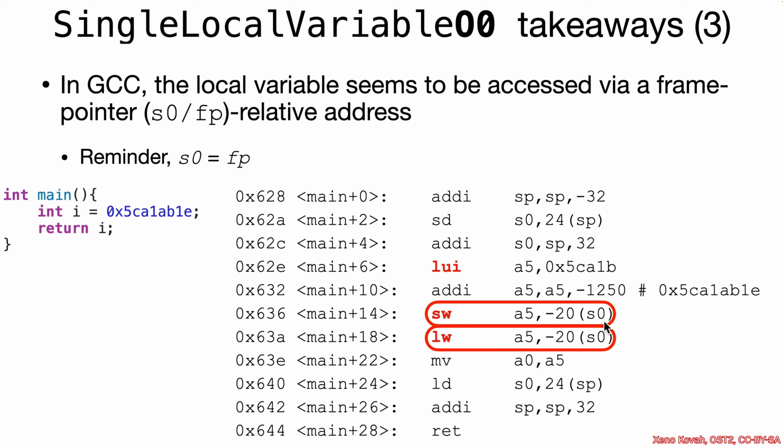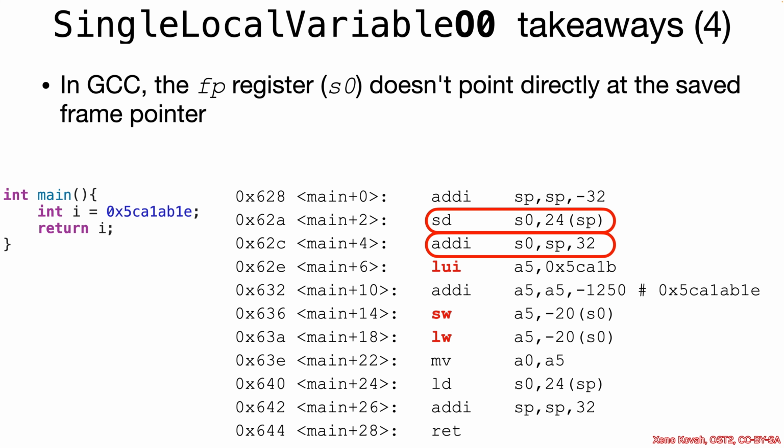Different compilers can do this different ways. They could have chosen to make it stack pointer relative instead of frame pointer relative, but this is just a little inference about how GCC happens to be doing things here. And then a final takeaway is that the frame pointer, which is S0, doesn't point directly at the saved frame pointer. So here was the storage of the frame pointer to stack plus 24, but then it takes stack plus 32 when it's setting a new frame pointer value.